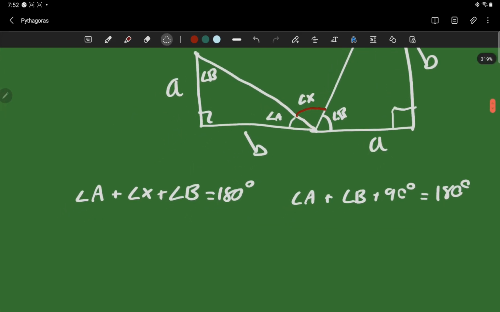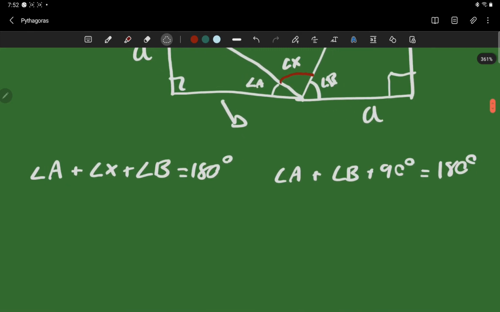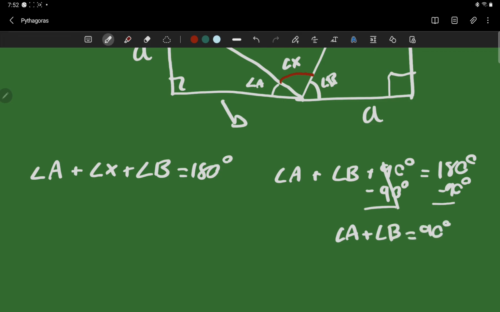Sorry about that delay real quick. So what I just did here is I just moved the equations from up and top to left and right. So what we're going to do is we're going to subtract, on this formula on the right, 90 degrees from both sides. Right, and this is just an equation, so we can totally do that. So we know that angle A plus angle B is equal to 90 degrees. Okay, great, so now we know what angle A plus angle B is.